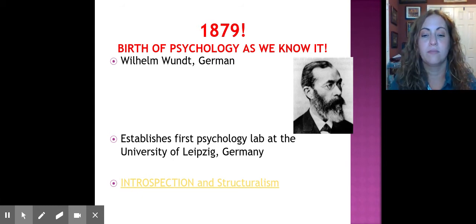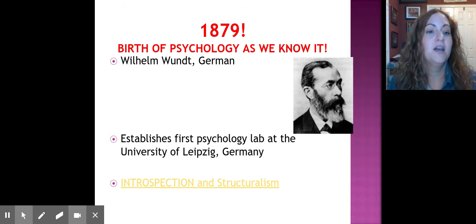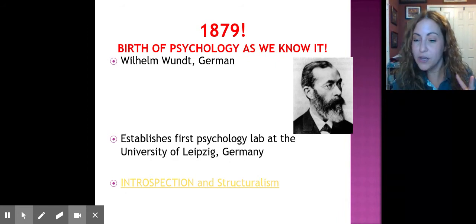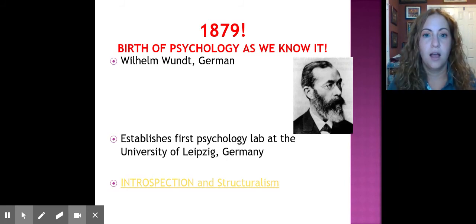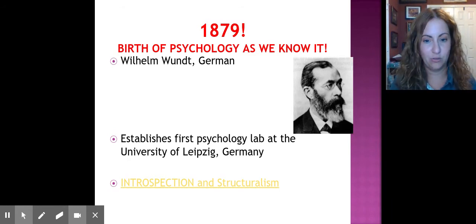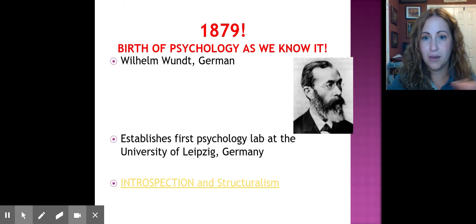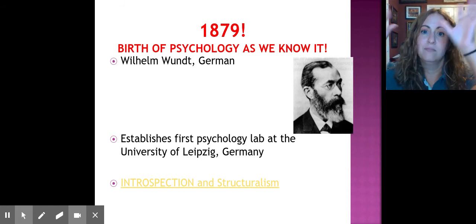So I want you to think of it this way. You're like, wait, didn't you just say that was introspection? Introspection is thinking about thinking. If you use introspection for psychology, that's structuralism. So here's an analogy. Addition is when you add things together. When you do addition, you're doing math. Math is the big topic. Structuralism is the big topic. Introspection is what you are doing. You're doing addition, which is math. You're doing introspection, which is structuralism.